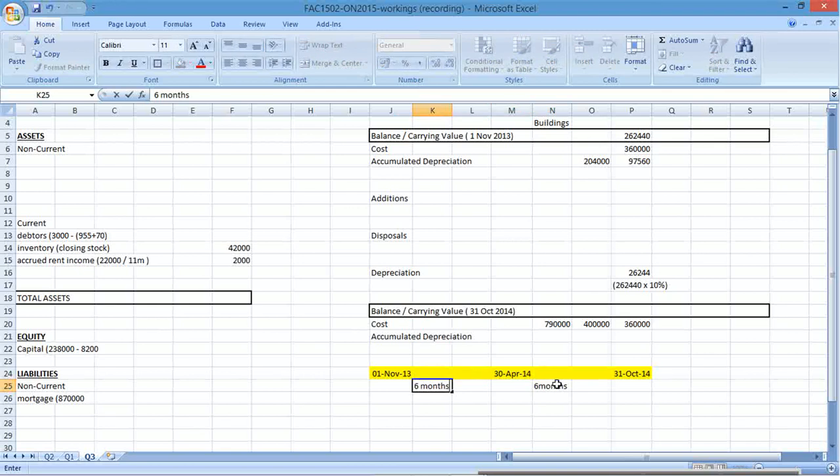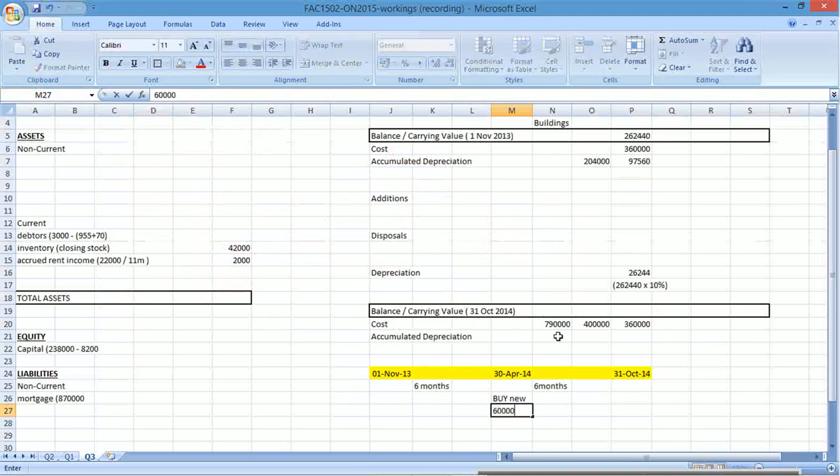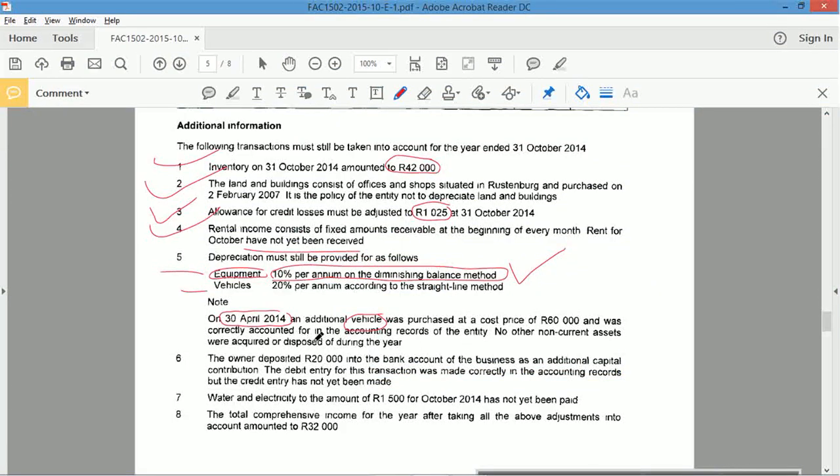November, December, January, February, March, April. 6 months. Okay, so you've got 6 months there, 6 months here. Then you buy new. How much did I buy new? 60,000 new. Okay, and was correctly accounted for in the accounting records of the entity.